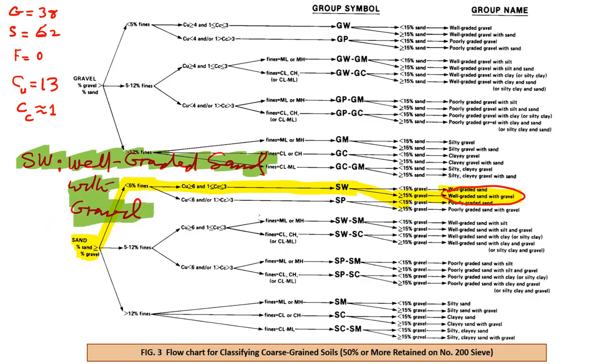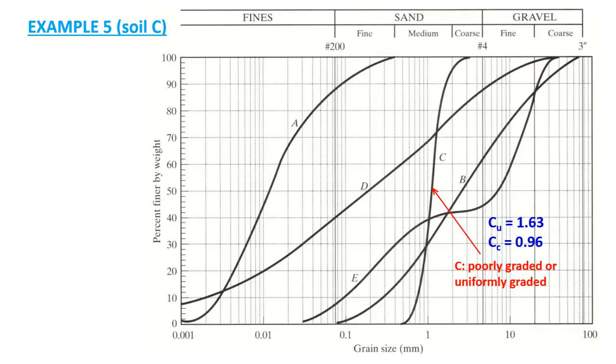Okay, let us do one more example, and hopefully, I think, it is our last example. So let's do this example. So here is our next example 5, today's 5th example, and we are going to look at soil C in this figure. So this is soil C. This soil C we are going to consider.